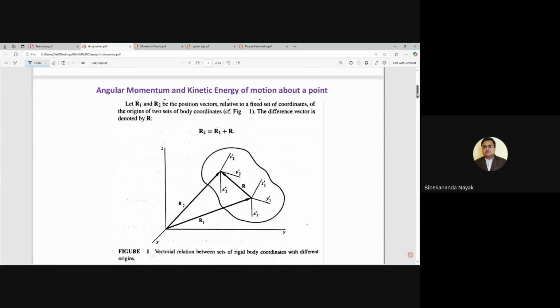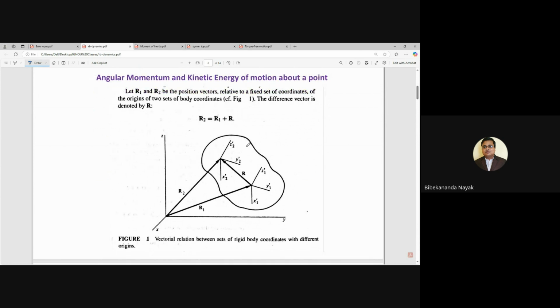Since it is rotation, there is an axis of rotation; the body is rotating about an axis. Sometimes we call the origin of the axis the rotation around a point, meaning we assume that point is the origin of the coordinate axes, and the body is rotating around that.